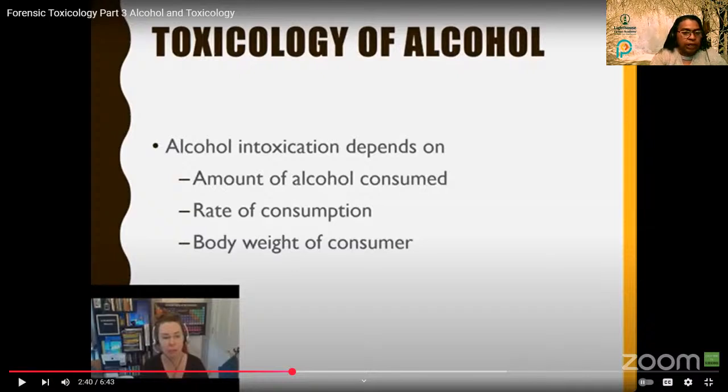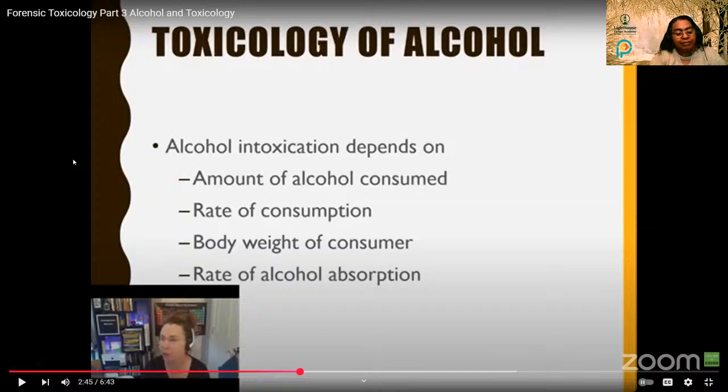All right, so again, alcohol intoxication, how fast it will make you drunk, depends on how much you drink, how fast you drink it, and how much you weigh. The rate of alcohol absorption. Four things. And again, that last one has a lot to do with the previous slide.